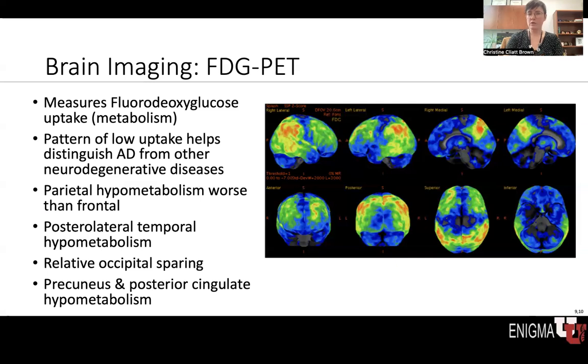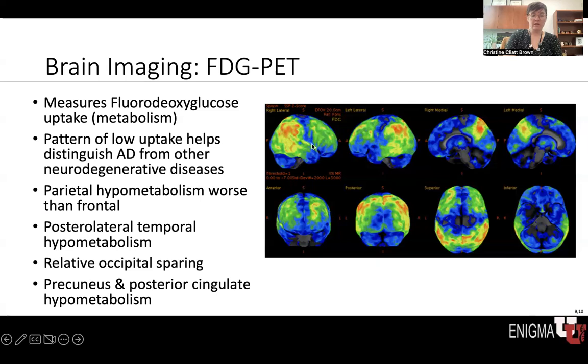And then we put it through this software program and it shows us increasingly bright colors that correspond to lower than normal brain metabolism. So things that are more blue to green color are going to be mildly low metabolism. Areas that are yellow are going to be moderately low metabolism, and then red is severely low metabolism. So in Alzheimer's disease, we usually see that the parietal hypometabolism is worse than the frontal hypometabolism.